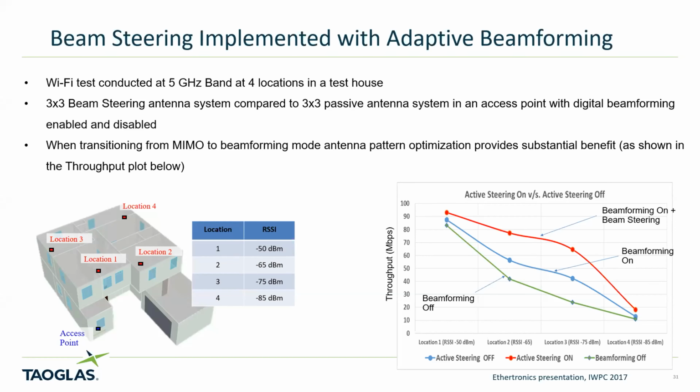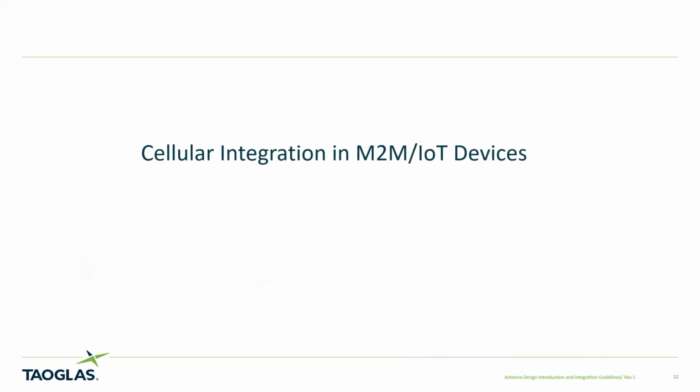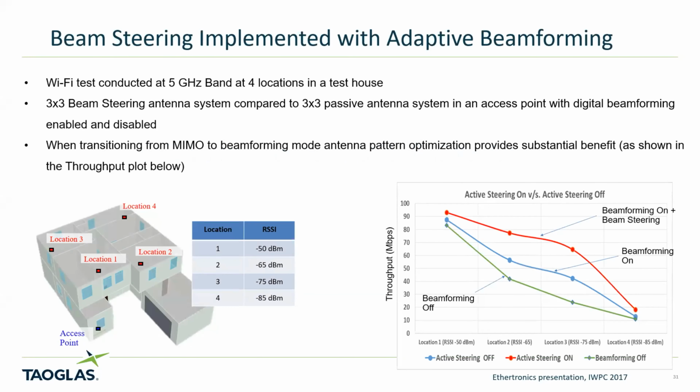So again, this is not an electrically large array. This was a small form factor antenna replacing a small form factor passive antenna that could generate additional radiation patterns, i.e. beam steer. And this is showing the benefits that could be had if you can implement that type of technique.